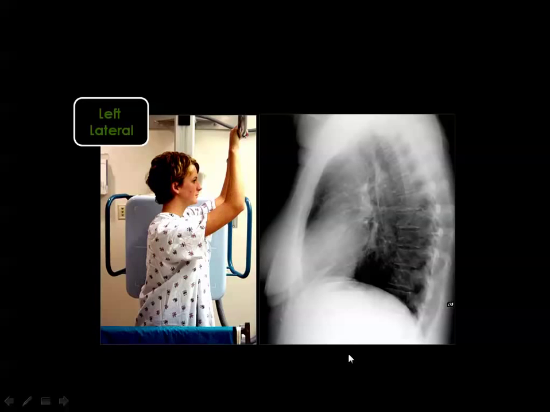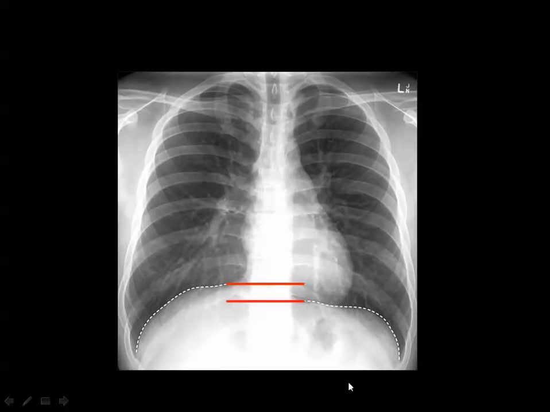Whenever you want to have a lateral view, you should specify the side of interest. If the left side is the side of interest, then this side will be close to the film, and this is the left lateral view. The decision of the lateral view is usually based on the appearance of the chest in the frontal view. If the pathology is in the left lung, you should have a left lateral. If the pathology is in the right lung, you should have the right lateral view.